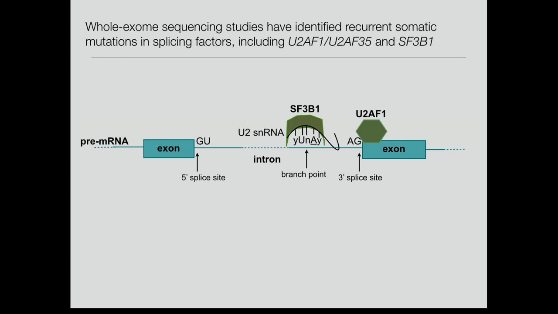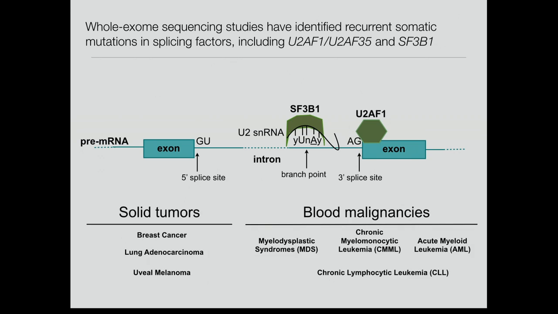So here I'm showing two examples of those splicing factors that have been found to be mutated, which I'll describe in the talk today. One is U2AF1, and this is part of the U2AF complex that's involved in 3' splice site recognition. Another factor is called SF3B1, which associates with the branch point sequence within an intron and is also thought to direct splicing. What's very striking about many of these splicing factor mutations is that they occur across many tumor types, both in solid tumors and blood malignancies.